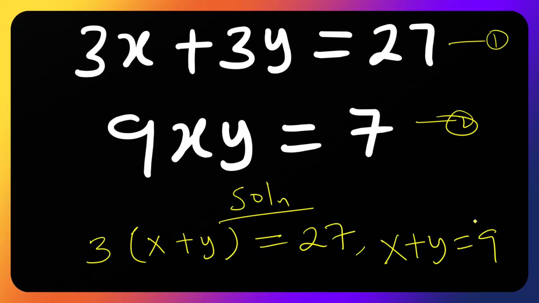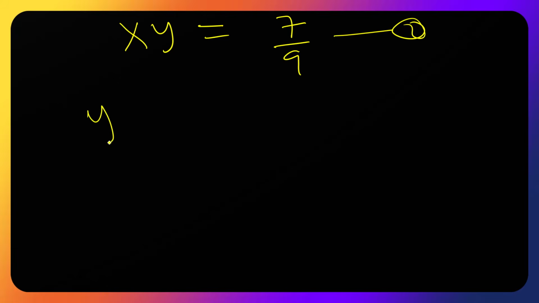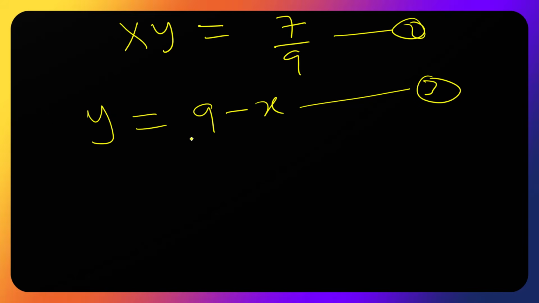Okay, so from 1 here, we want to make one of the variables the subject, and then substitute into the next equation. So we have y equals 9 minus x. So that will be the third one. So we have y here.